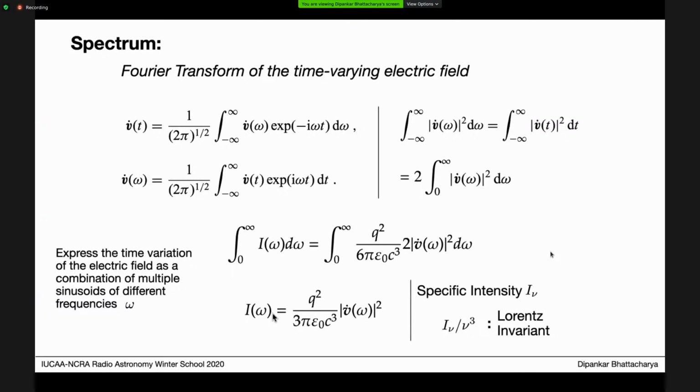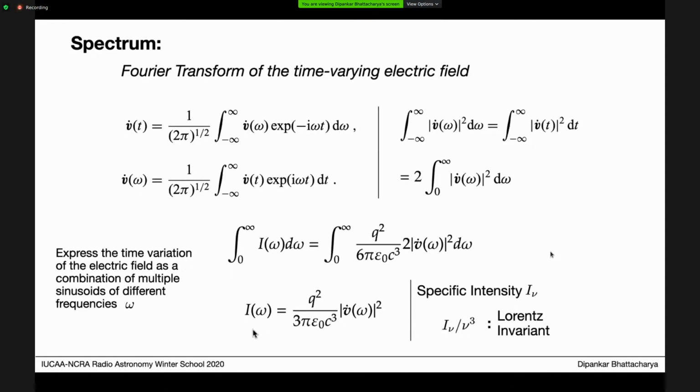So therefore, if we know the acceleration profile of a charge, then we know the time variation of the electric field that we receive. So we just simply take that time varying electric field, do a Fourier transform, get v dot of omega, and then put it in this expression, and I get I of omega, which is my predicted spectrum. So that is how, from the time varying acceleration of the charge, I can compute the expected spectrum that the charge will produce.